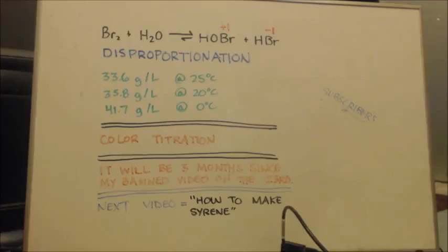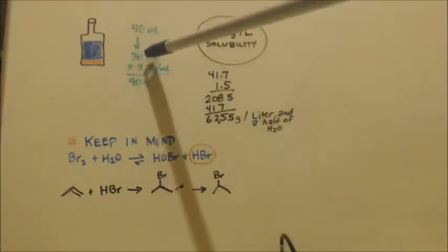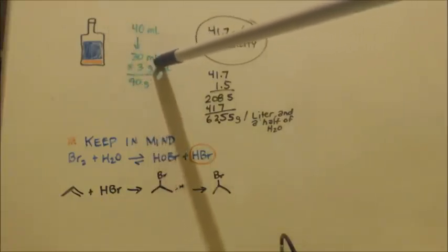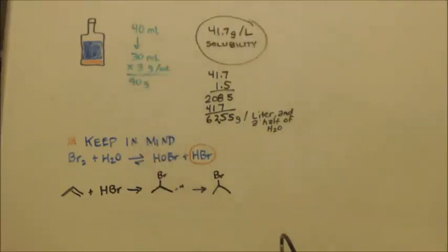So I have an idea, when I use it for an experiment, you know what I mean? I know 41 grams is in a liter. But here's the deal. I had 40 milliliters. Even if 10 milliliters were solid, I still had 30 milliliters. 30 times 3, I don't know what the density of bromine is, but I think it's like 3.1 or something. But it's at least 3, so that's 90 grams, right?